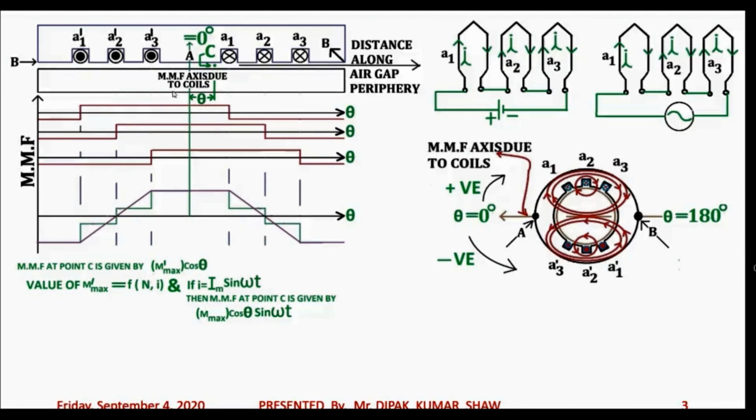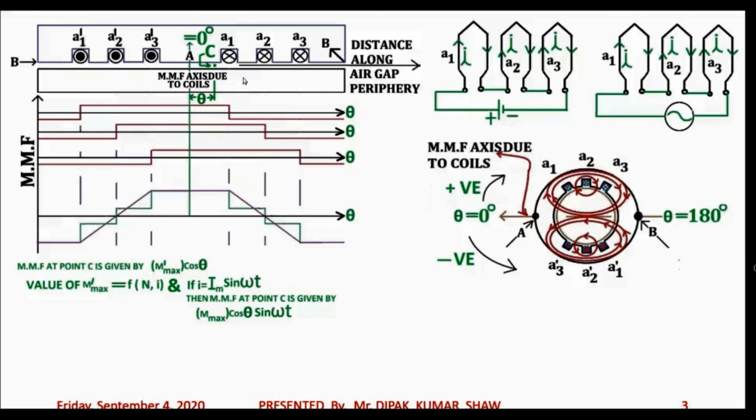Now, once we have done with this, let us try to justify why all the three coil sides, namely A1 dash, A2 dash and A3 dash, will carry dot current, and why all the three coil sides, namely A1, A2, A3, will carry cross current.